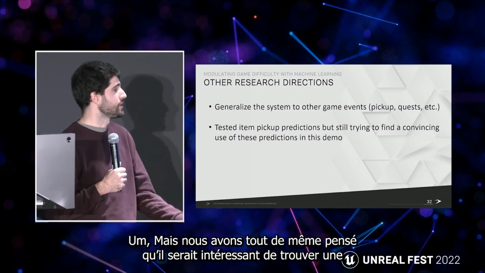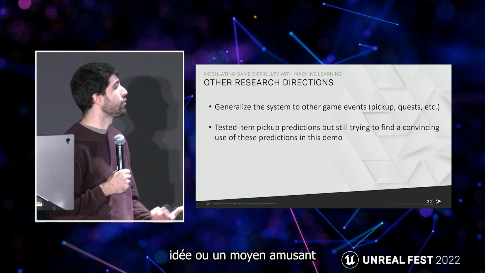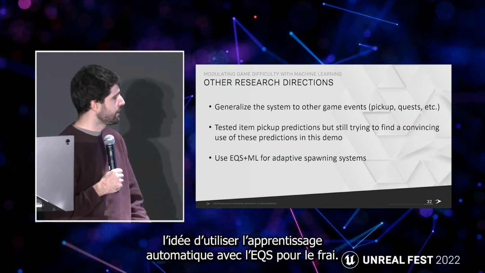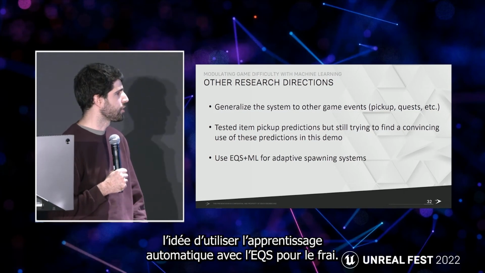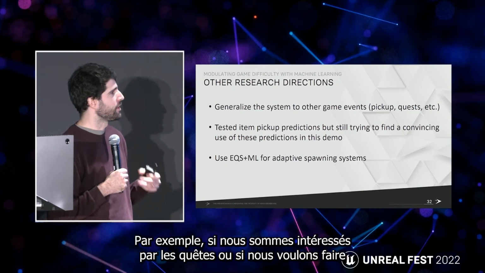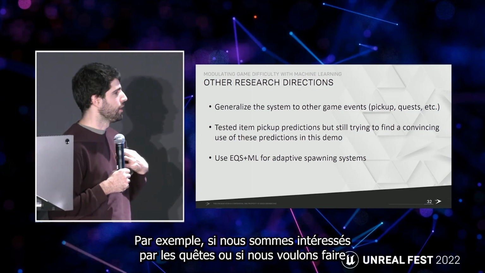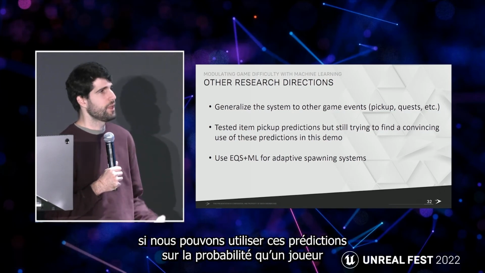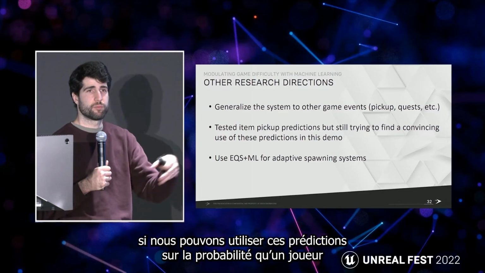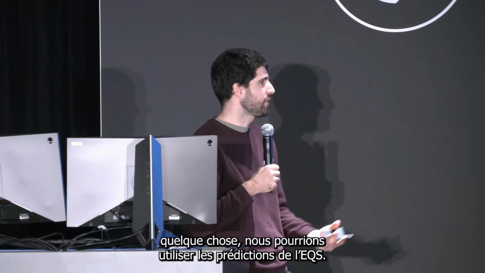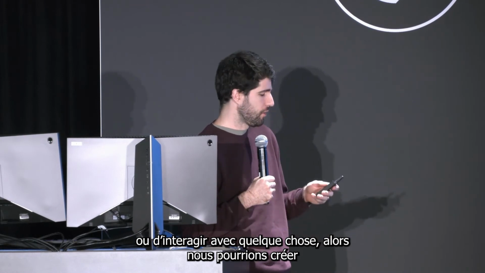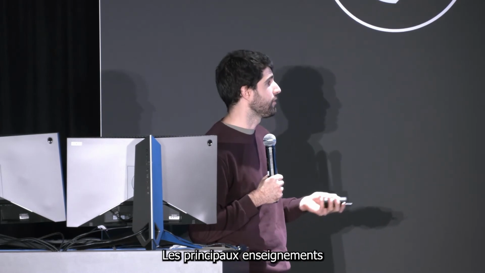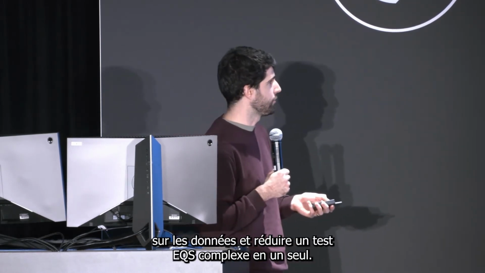But we still thought that it might be interesting to come up with a fun way to incorporate these types of predictions in this behavior tree system. And another idea that we have is using machine learning with EQS for spawning. So for instance, if we're interested in questing, or in whether we should spawn a certain weapon or item on the map, if we can use these predictions of how likely a player is to perform a certain action or to interact with something, then we could spawn events on the map or items on the map or even a quest. So these are all ideas that we find very interesting and we're hoping to tackle in the future.